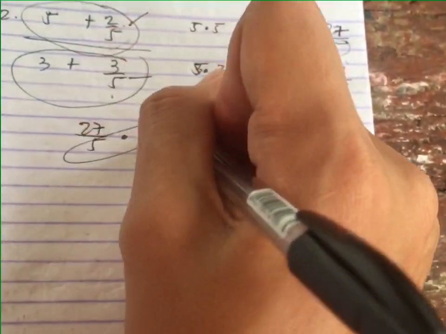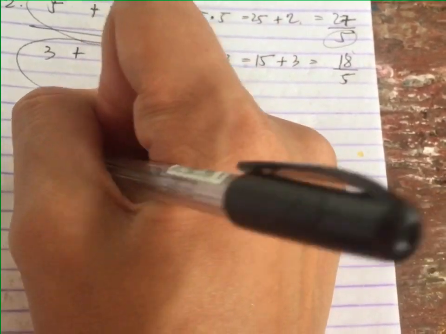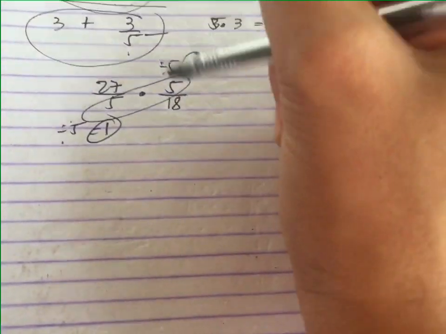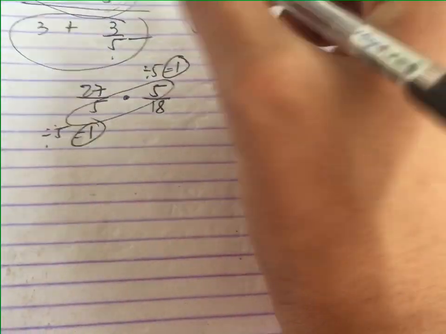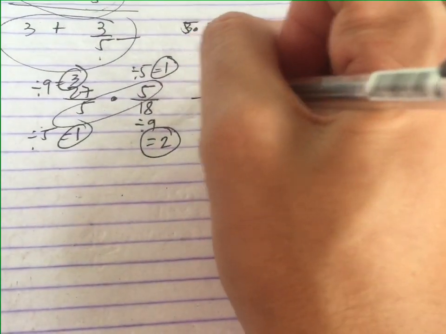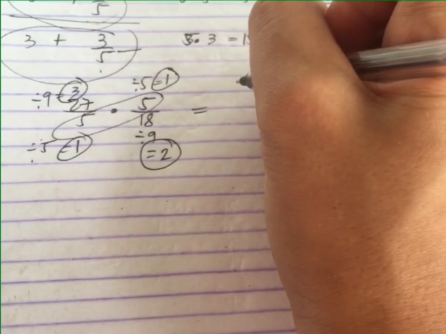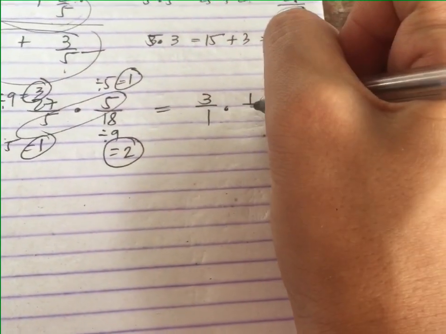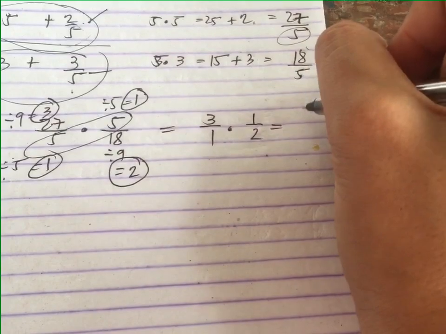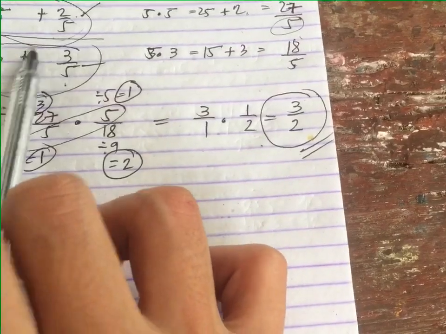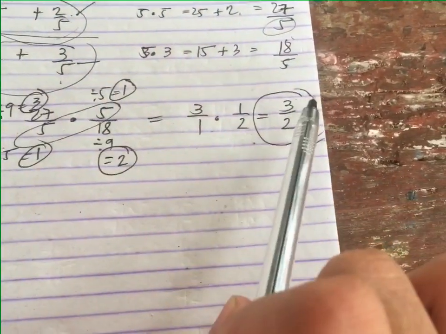Yan. So, factor muna tayo. Pwede pa to. So, naging 1 divided by 5 siya. And 27, pwede silang divided by 9. Ito magiging 2 at ito magiging 3. So, our new fractions are this: 3 over 1 times 1 over 2. 3 times 1, 3. 1 times 2 equals 2. Our final answer is 3/2. So, our simplified version of these complex fractions is this.